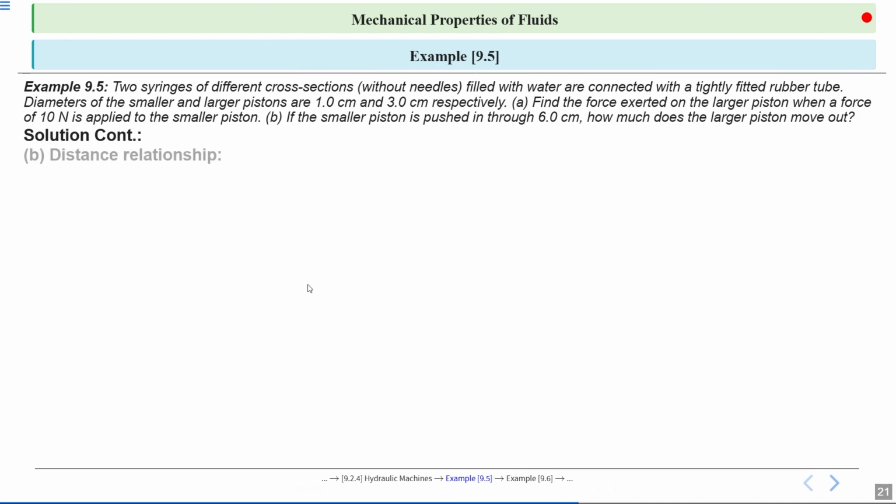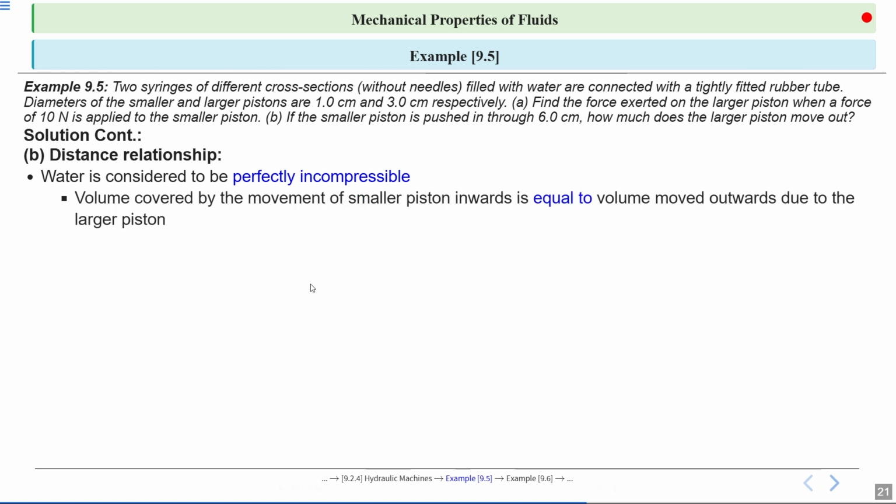Now let's focus on part B of the problem, which deals with the distance relationship between the pistons. So water is considered perfectly incompressible, meaning its volume does not change under pressure. The volume displaced by the smaller piston moving inward is equal to the volume displaced outward by the larger piston. This concept is based on the conservation of volume.